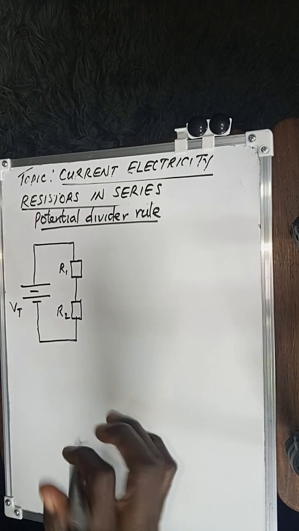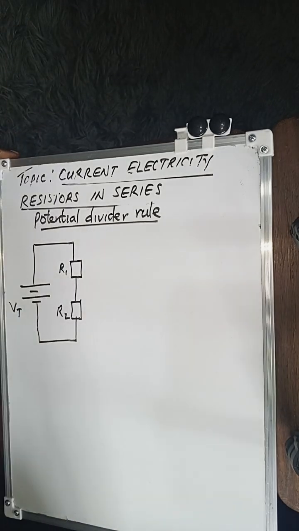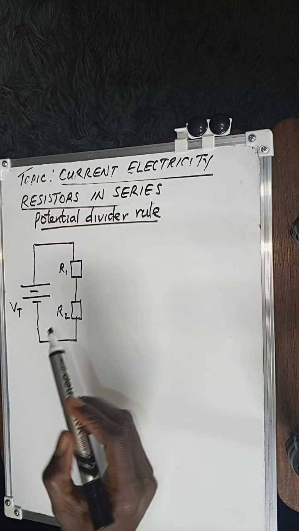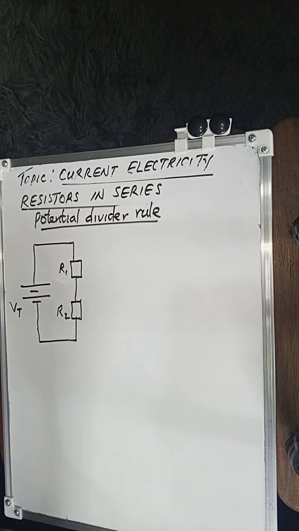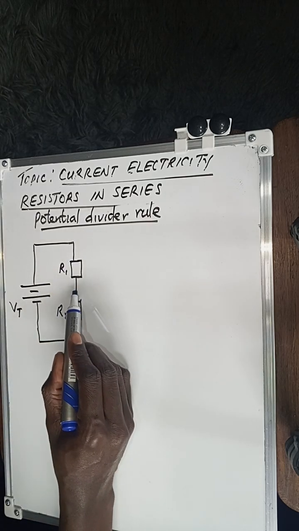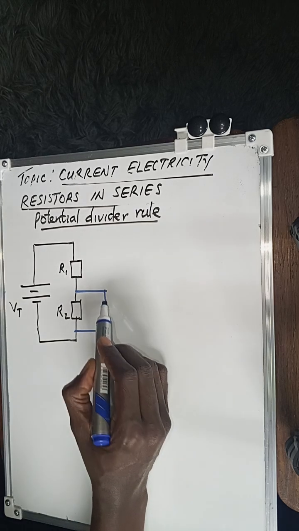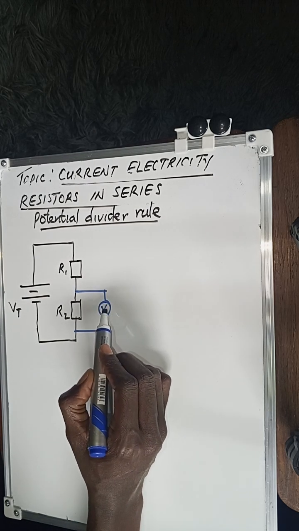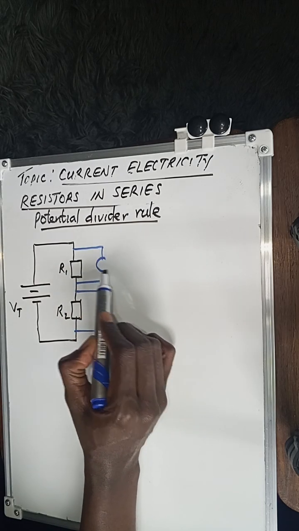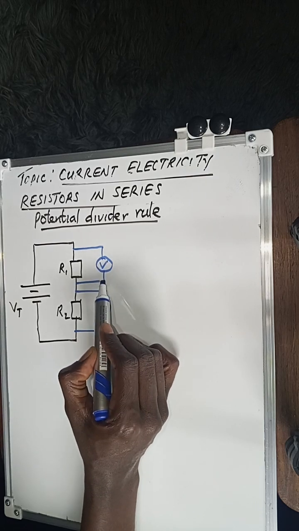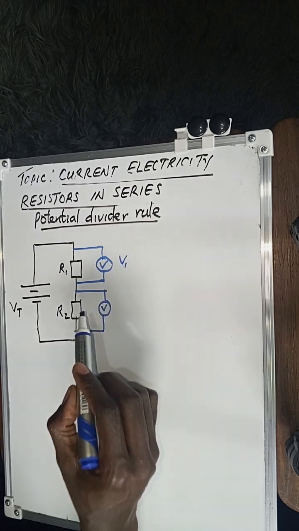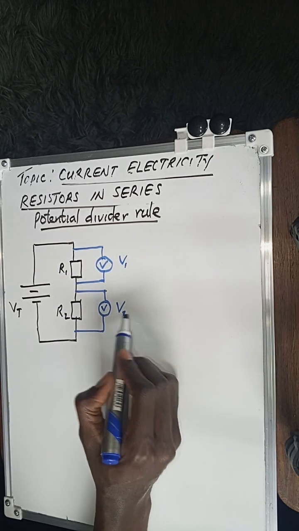So welcome to another segment of my video, but this time I'm focusing on the potential divider rule. Remember last time we talked about resistors in series, but now I told you that there's a simple way of calculating the voltage across each of the resistors if the resistors are in series. Imagine that you connect a voltmeter, which we always connect across the component to be measured. If you connect your voltmeter across resistor 1, you are getting voltage 1. Across resistor 2, you are getting voltage 2.